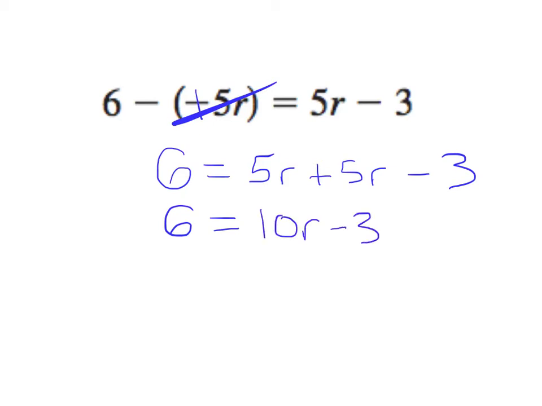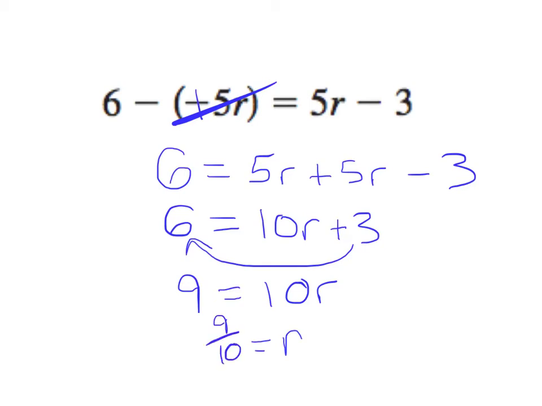Then we're going to isolate the variable. So we would add 3 to 6. So 9 equals 10r. And then we are going to divide to get r by itself. So 9 divided by 10 is 9 tenths, and we can just leave it as a fraction. So that's how you solve this problem.